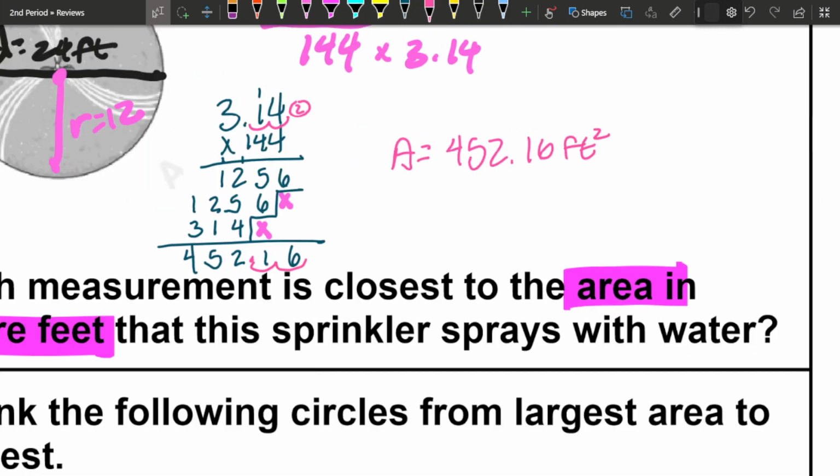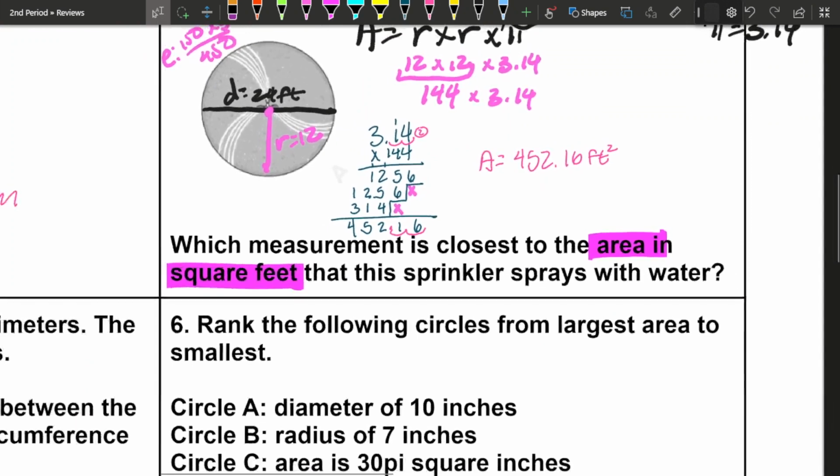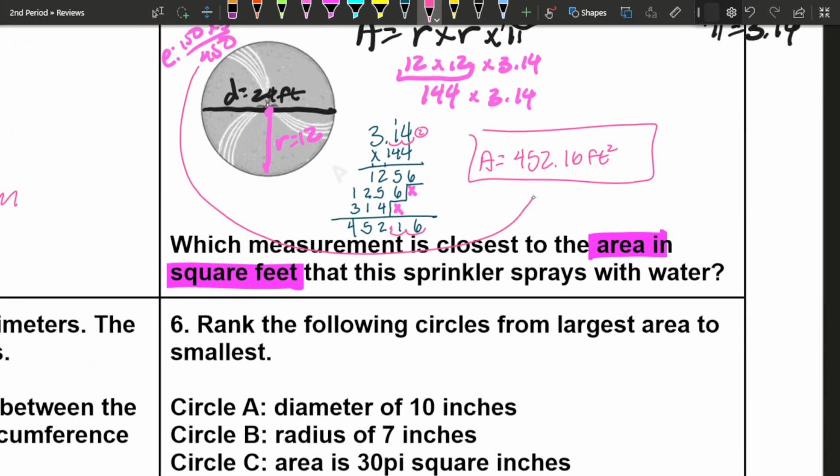It's not asking me to round or anything, so that will be my final answer. Look at this and look at my estimate. Am I nearby? Very close. All right. Gives you an idea if you're getting it right or wrong. Any questions on area? Okay.